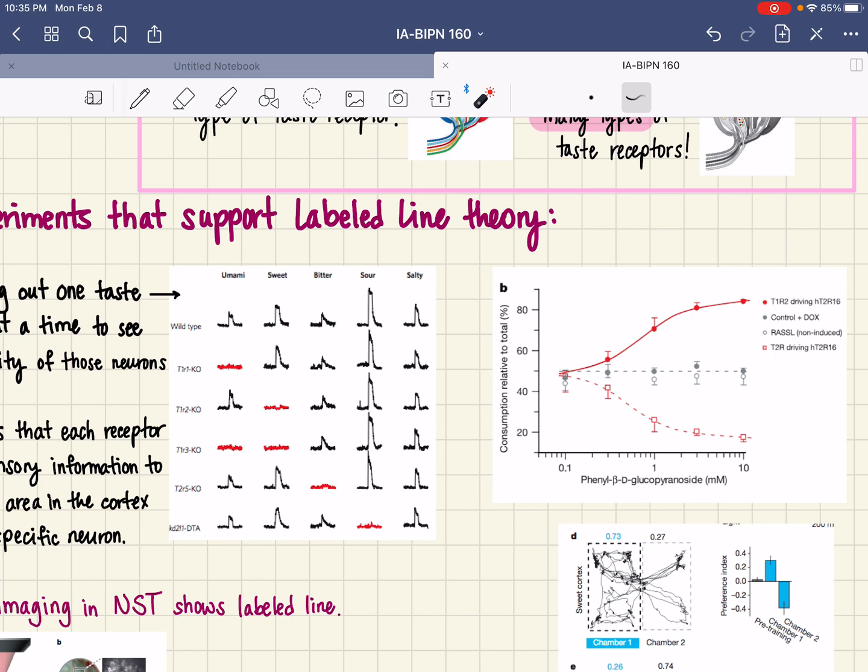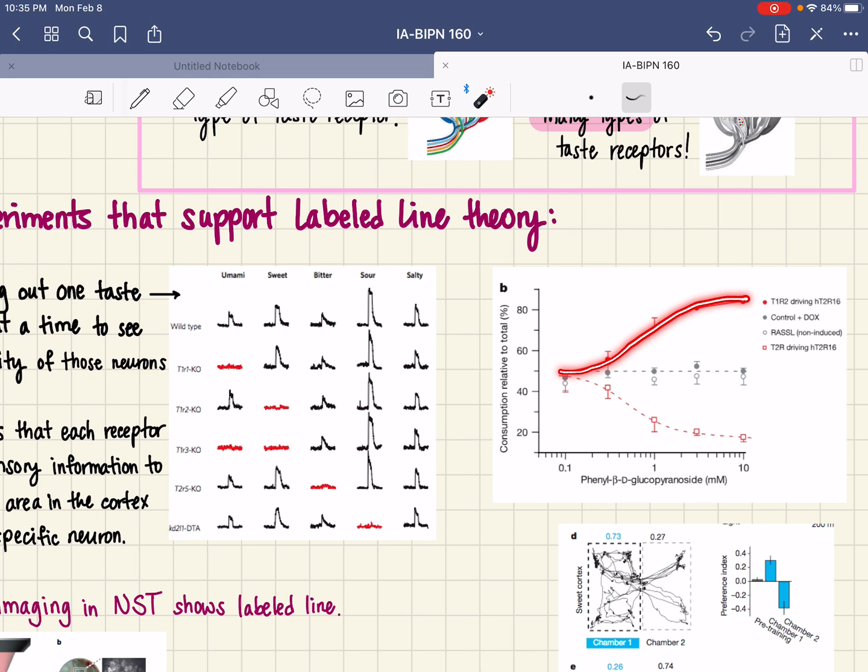For example, when they expressed this receptor in a sweet type of neuron, so a neuron that usually contains a lot of sweet receptors, then the mouse would start to drink a lot more of this water because that sweet receptor was activated, and the mouse likes to drink sweet water because it thinks that the molecule that is activating the sweet receptor is a sweet molecule.